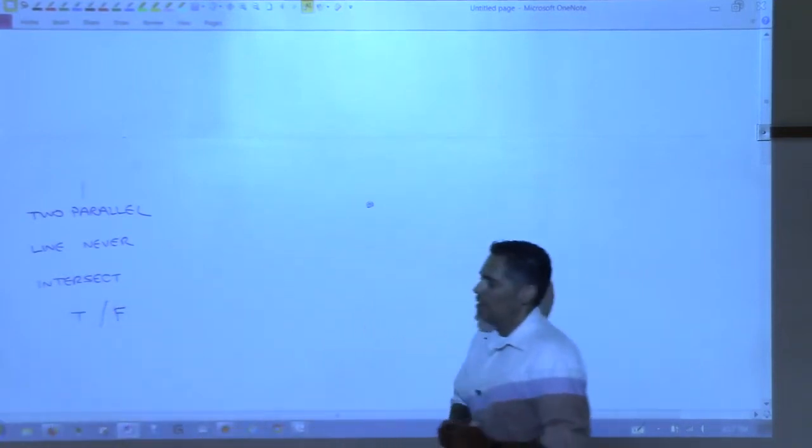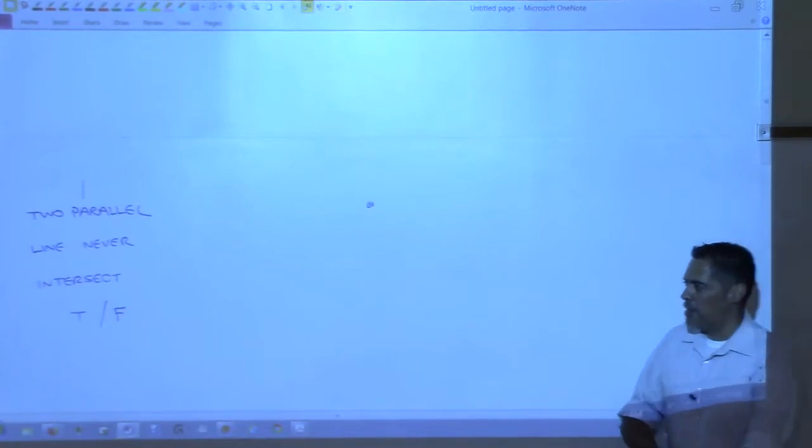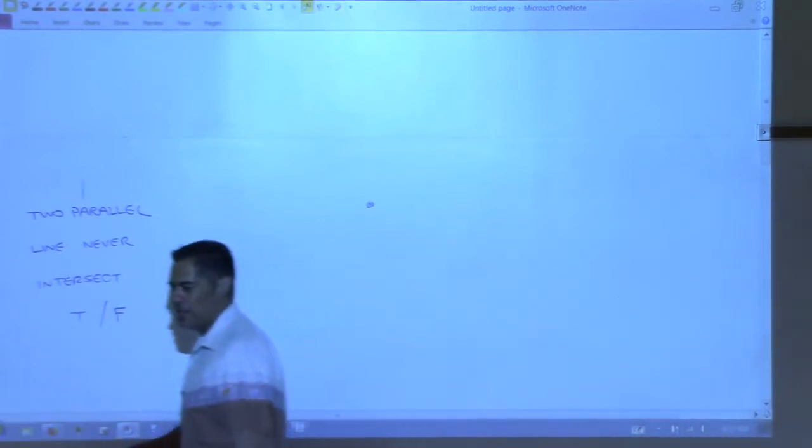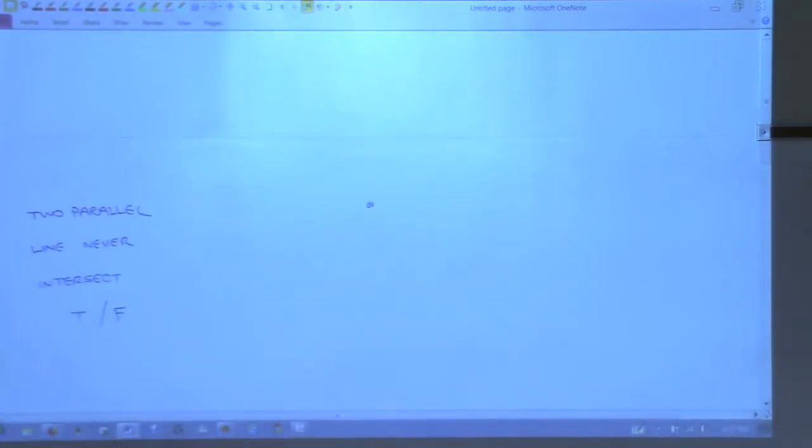So let's do, I like doing voting this way. Everyone has to close their eyes and raise their hand. That way you don't see what other people are doing. So you ready? Real quick, close your eyes. True or false here? Two parallel lines never intersect. Close your eyes. True, raise your hand. Okay. False, raise your hand. Okay. All right, that's good. So trues were overwhelming. There were a couple of falses.